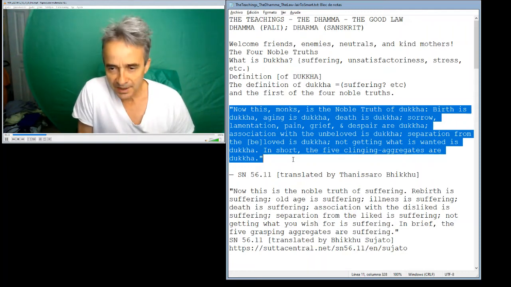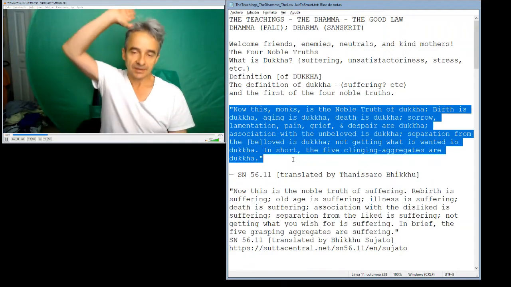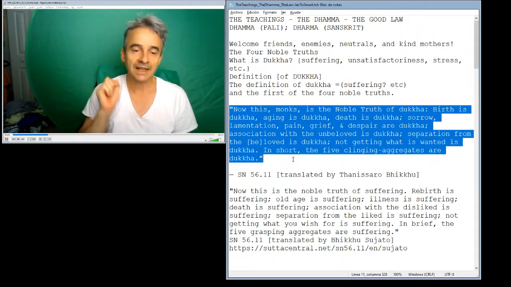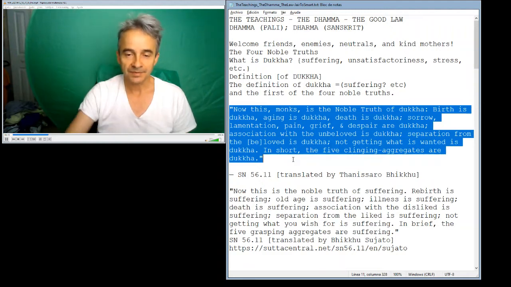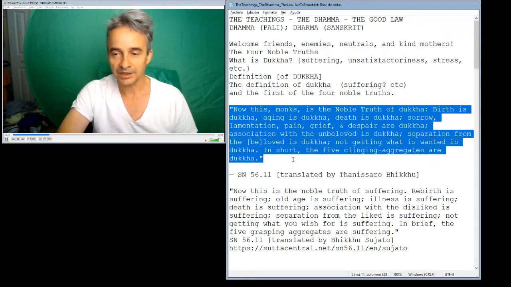Association with the unbeloved is dukkha. Separation from the loved is dukkha. Not getting what is wanted is dukkha. In short, the five clinging aggregates are dukkha. So, let me read it one more time. Now this, monks, is the noble truth of dukkha. Birth is dukkha, aging is dukkha, death is dukkha, sorrow, lamentation, pain, grief, and despair are dukkha.